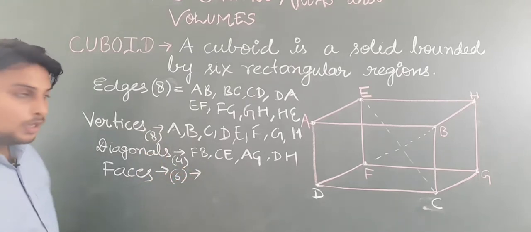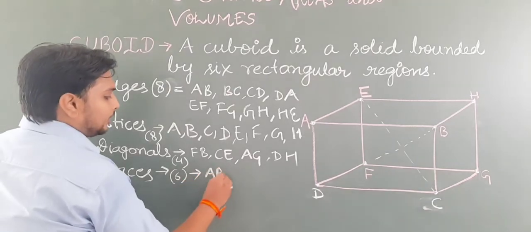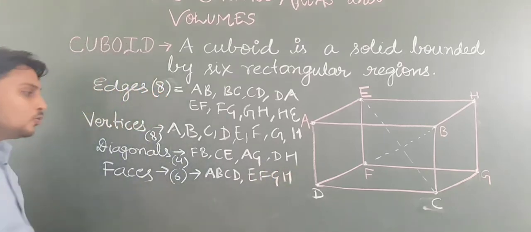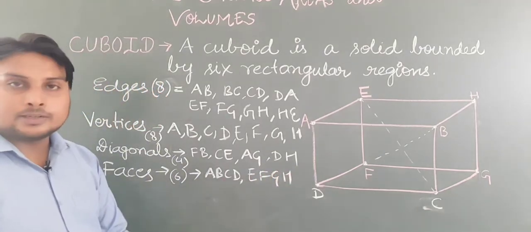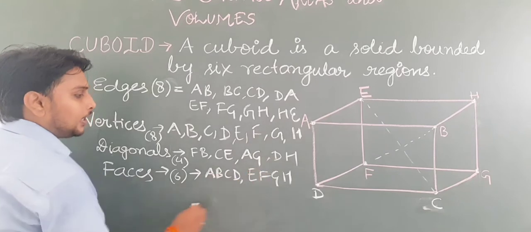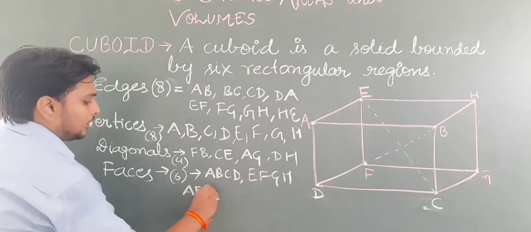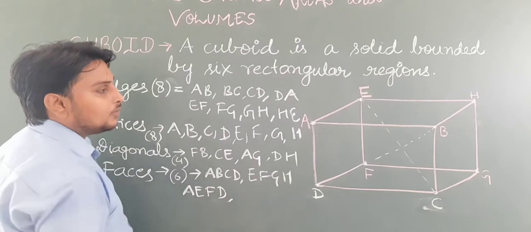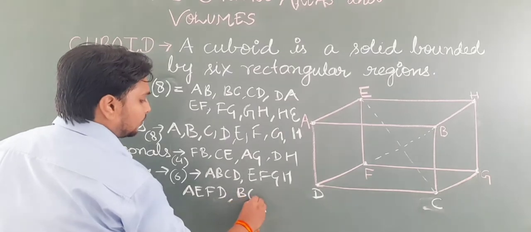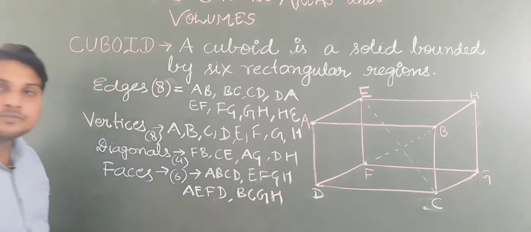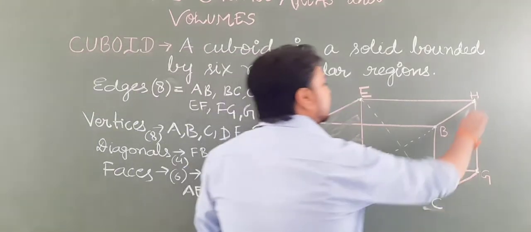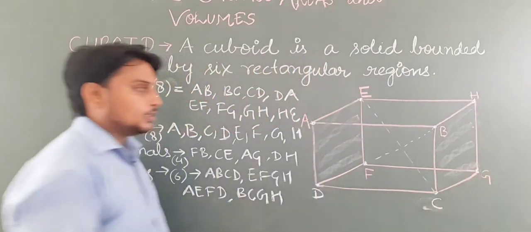Okay, so which faces? Firstly we can take ABCD, then we can take EFGH. The opposite face of ABCD is what? EFGH. Now what other faces can we take? If we take AEFD, its opposite face will be what? Its opposite face will be BCGH. This face and this face are opposite faces.